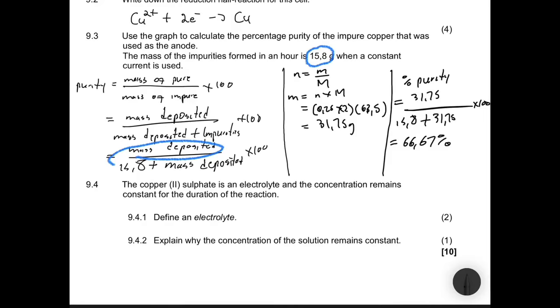And then 9.4.2 says explain why the concentration of the solution remains constant. The concentration of the solution remains constant because the rate of oxidation is equal to the rate of reduction. The rate of losing electrons is equal to the rate of gaining electrons, and as a consequence, the concentration of the solution remains the same.